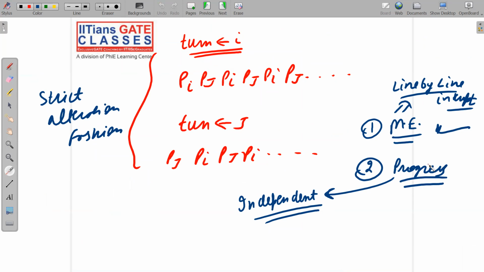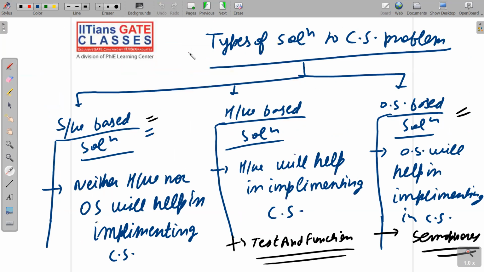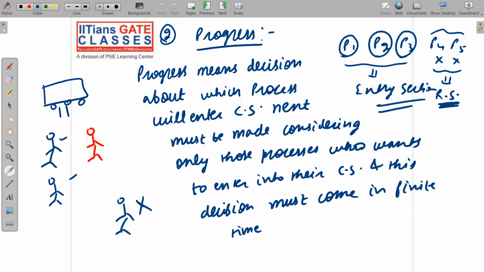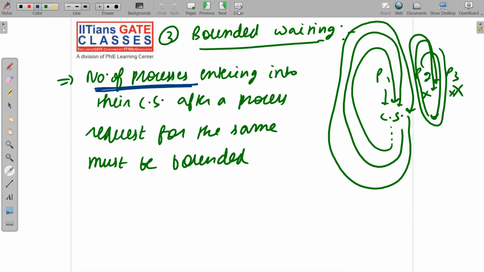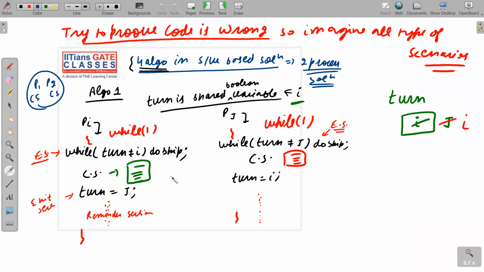Progress says that the decision about who will enter the critical section next must be made considering only those processes who want to enter into their CS. For example, now see this. You are saying, sir, the code is very perfect, it is very good, but I am saying no, it is not good. Why? Because I have told you to try to prove the code is wrong.